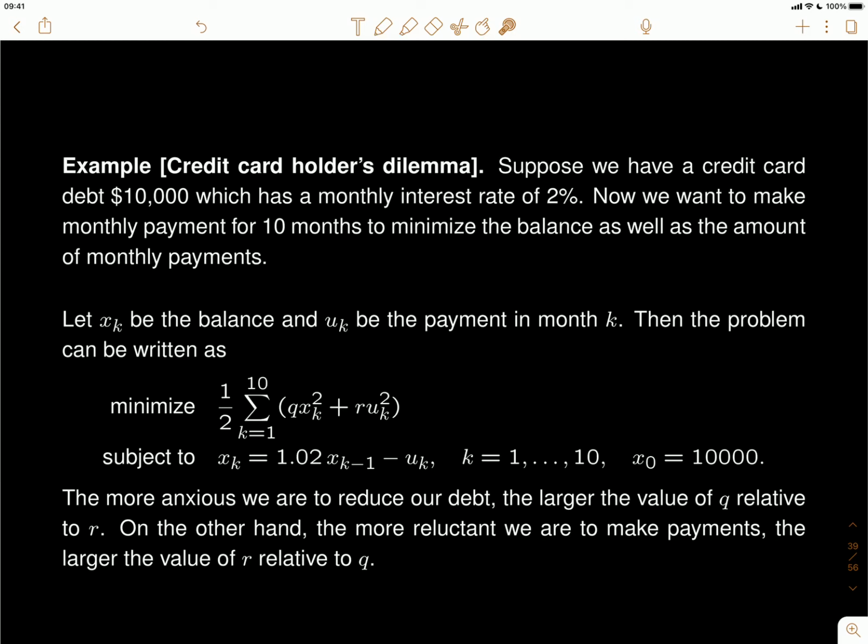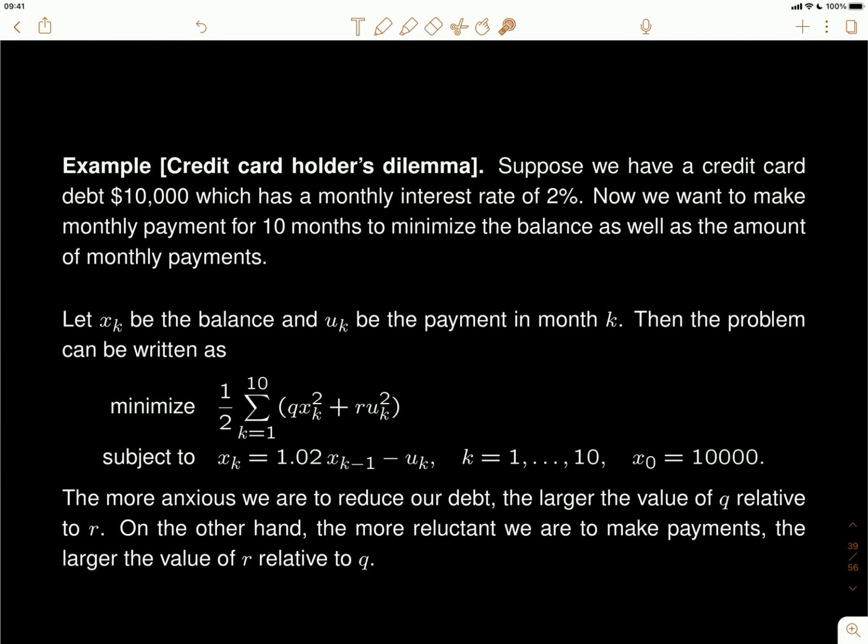Apparently, there are other ways to set up the objective function. Maybe you don't care about the balance in the middle. You only care about what you paid at each month, and what you end up with in the balance. So maybe you're only interested in x10, not any other xk, not x1 through x9, and you want to minimize the balance here, and minimize the payment here. And maybe you can also put different rates for each of these uk, maybe you have rk for each uk. But let's say that we're just interested in solving this.